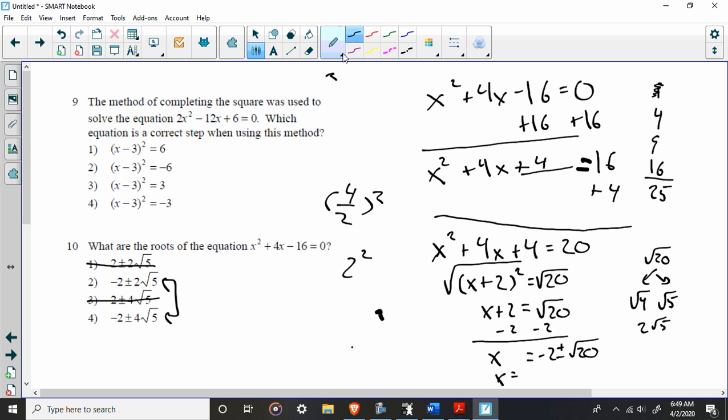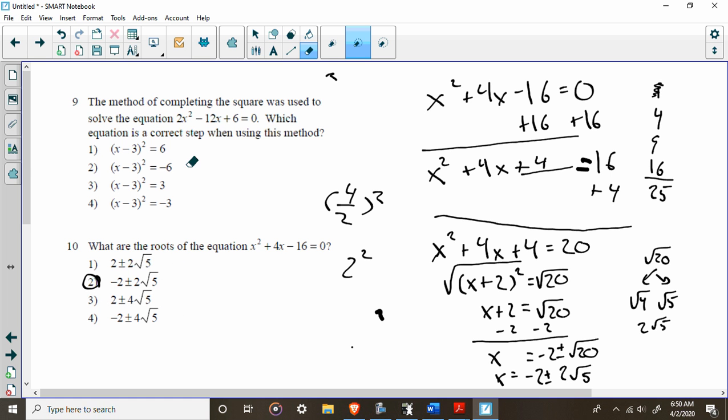Every single time is equal to negative 2 plus or minus the square root of 2 radical 5. Now, let's say you were taking your Regents examination, because that's where I got these problems, and you forgot for a second how to simplify a perfect square root. Well, you know it's the square root of 20, right?